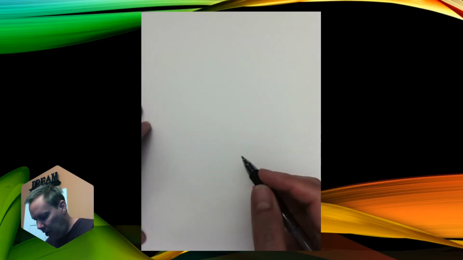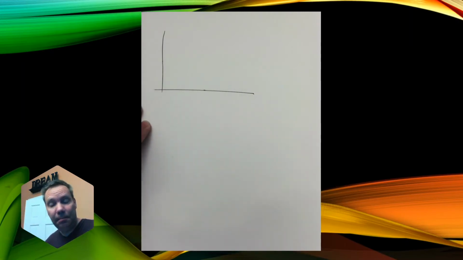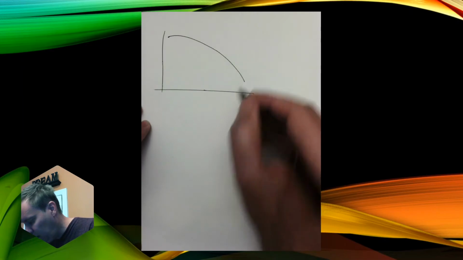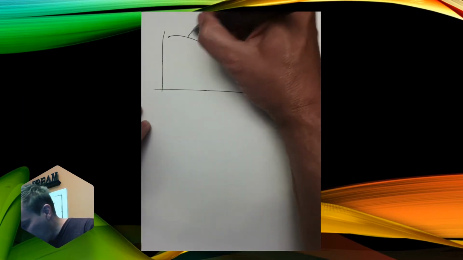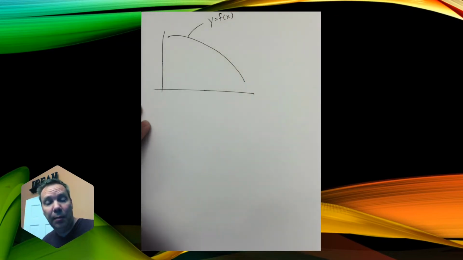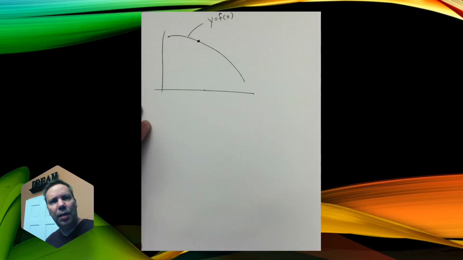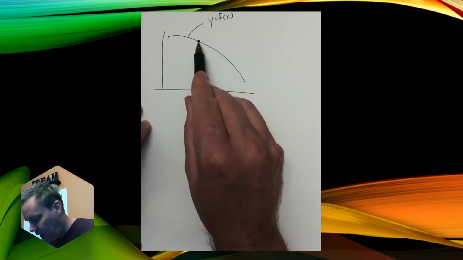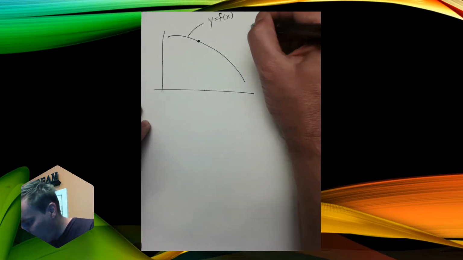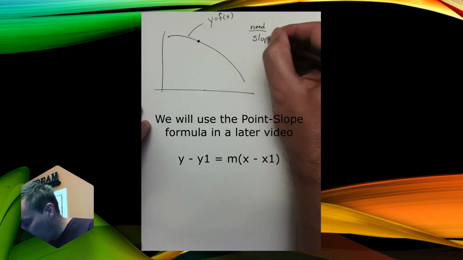Here's the idea. If I have, say, an x and y axis, and I have a function on it, we're going to give this the name of f of x. You can use whatever name that you want, or whatever name that you're given in the problem. The goal here is to find a tangent line at a specific point. So what are you going to need for this particular problem? You're going to need to know a slope, and you're going to need to know the coordinates of the point.